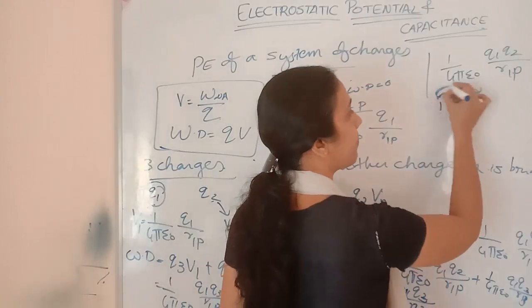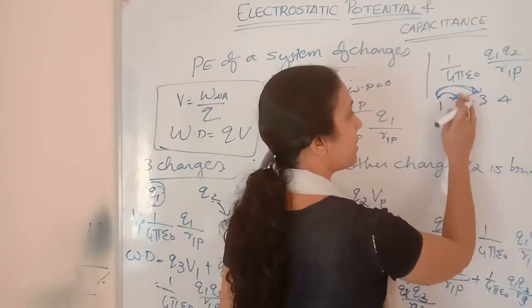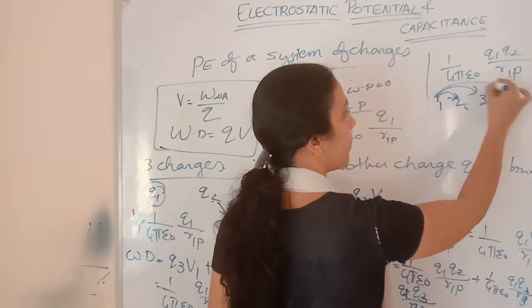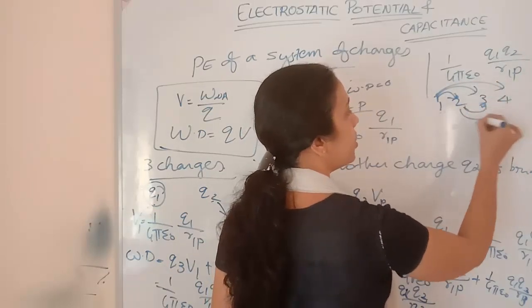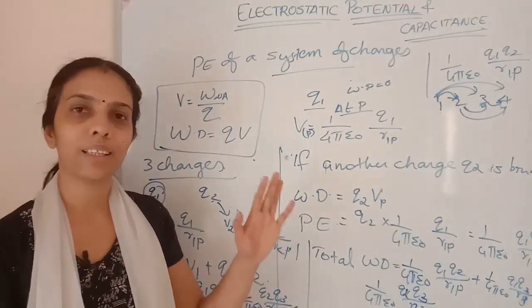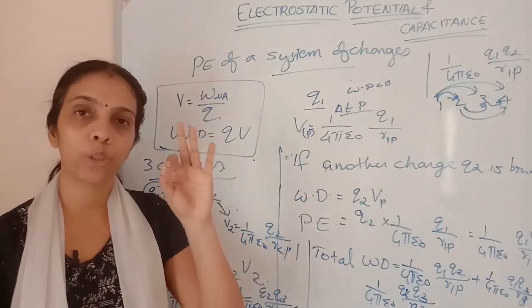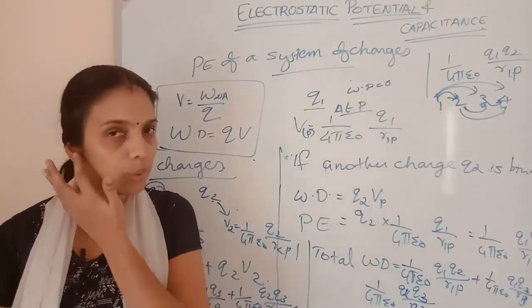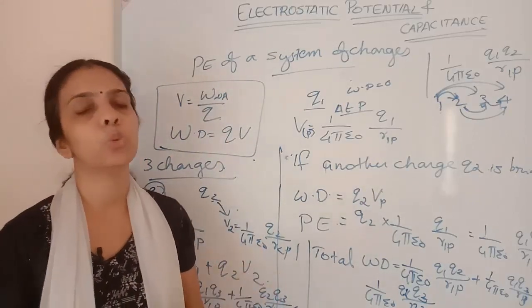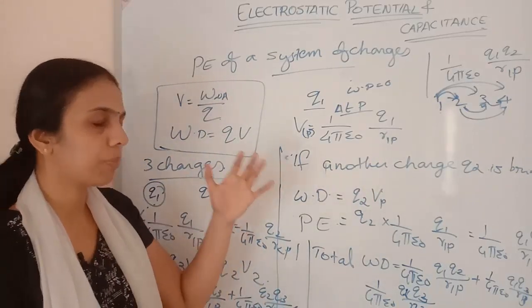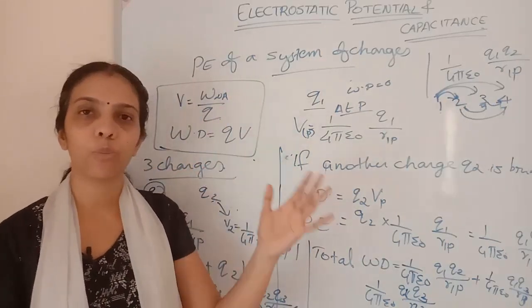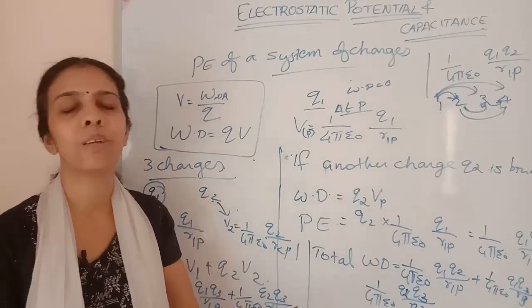So suppose a fourth charge is there, then tell along with me: 1 and 2, 1 and 3, 1 and 4, 2 and 3, 2 and 4, 3 and 4. This much work will be done. Okay, clear? 1 by 4 pi epsilon 0 Q1 Q2 divided by R12 is the potential energy between the two charges. 1 by 4 pi epsilon 0 Q1 Q2 by R square is Coulomb's law. 1 by 4 pi epsilon 0 Q by R is potential.